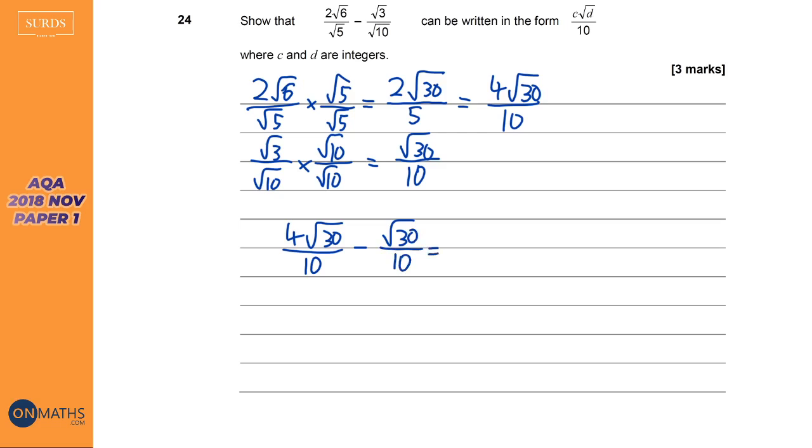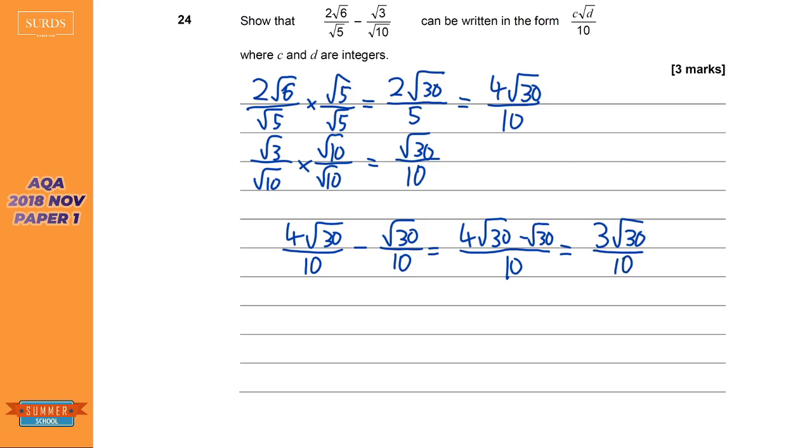Okay, one of the features we know about fractions is if you add or subtract them, or in this case subtract them, and the bottoms are the same, you just subtract the tops. So it becomes 4 root 30 minus root 30, all of that over 10, and then 4 lots of root 30 take away 1 lot of root 30 is just going to be 3 lots of root 30.